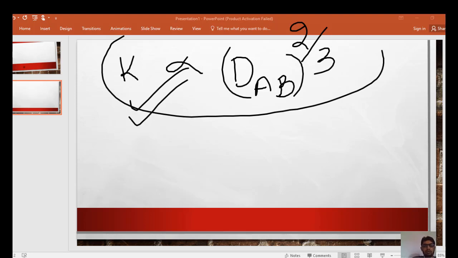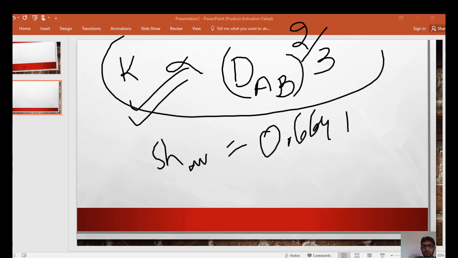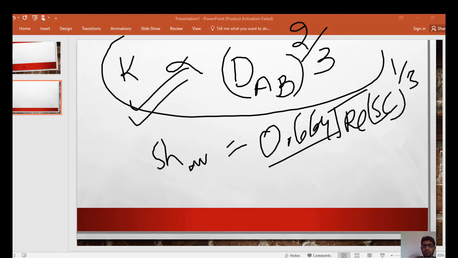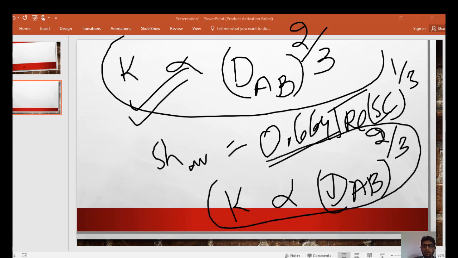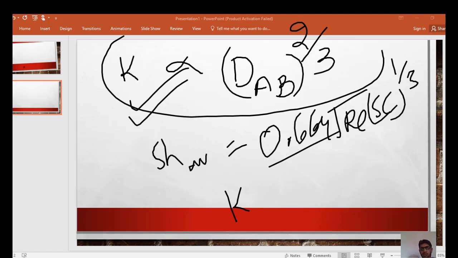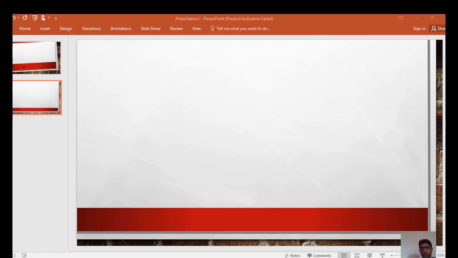So it is the average Sherwood number, 0.364 Reynolds number, Schmidt number to the power 1 over 3. From this equation we can also say that k is directly proportional to the diffusivity of components A and B to the power 2 over 3. So this is from the boundary layer theory. The boundary layer theory shows us that the mass transfer coefficient is directly proportional to the diffusivity of A and B to the power 2 over 3.